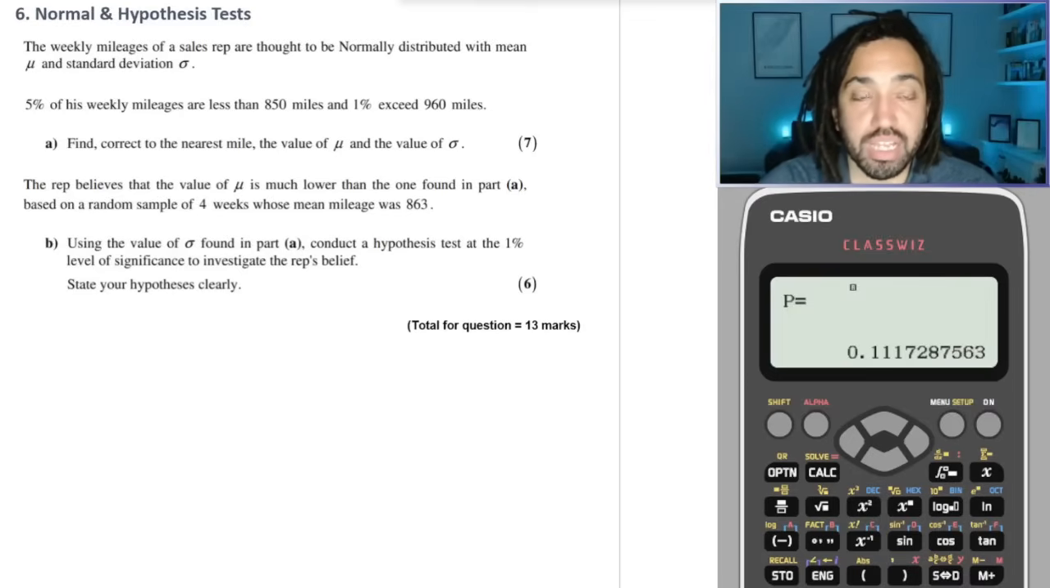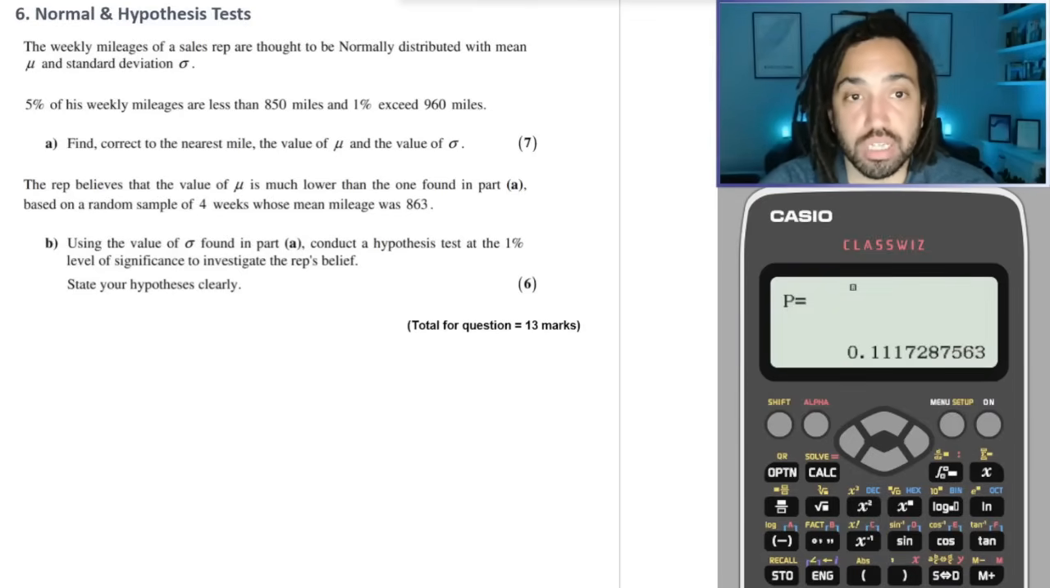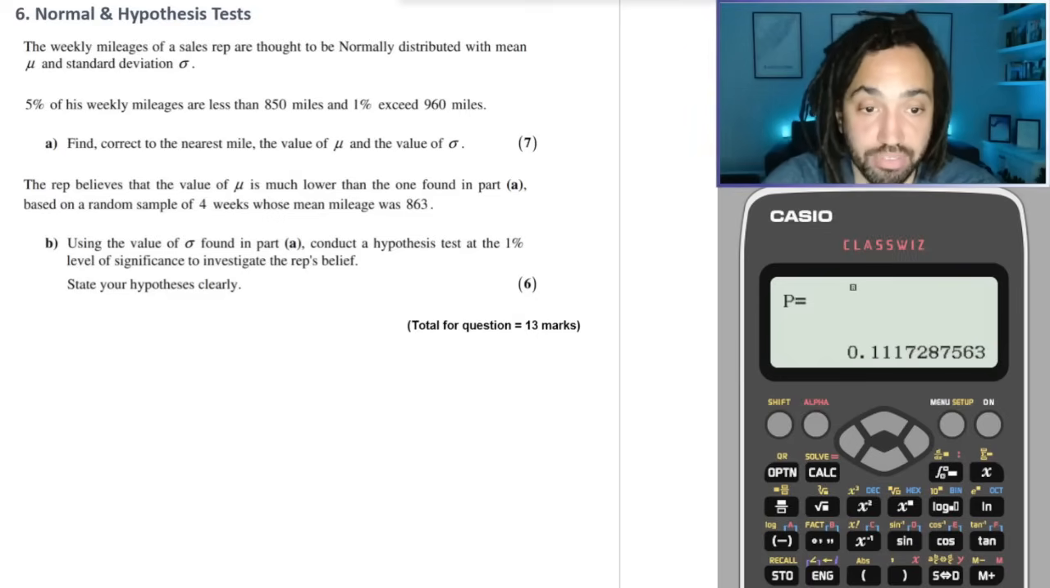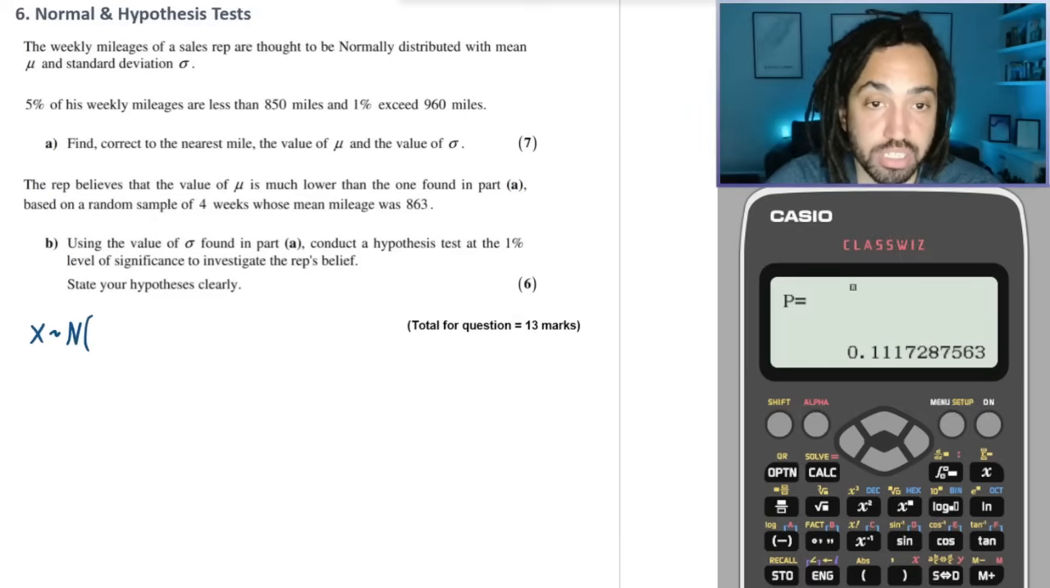Okay, we have got normal, and it says that we don't know the mu or the standard deviation. So we need 2 bits of information, and luckily we do have that. So I'll write that X is normally distributed with mean mu and variance sigma squared.